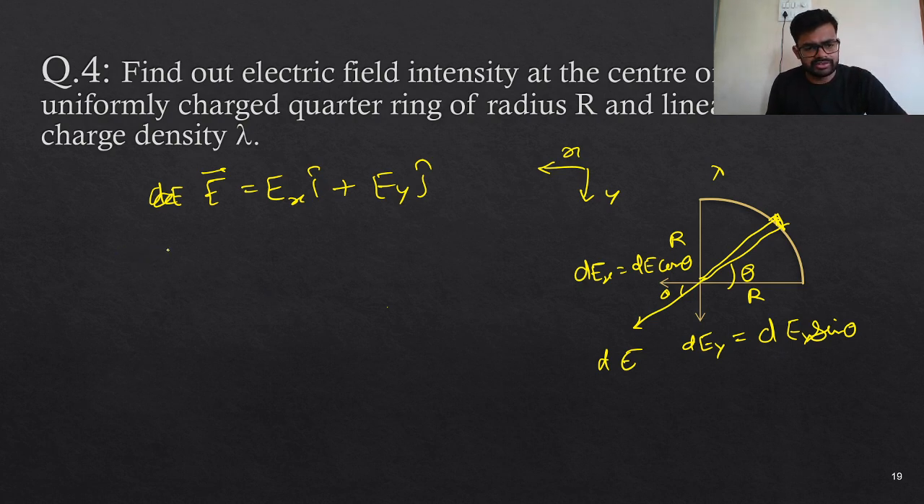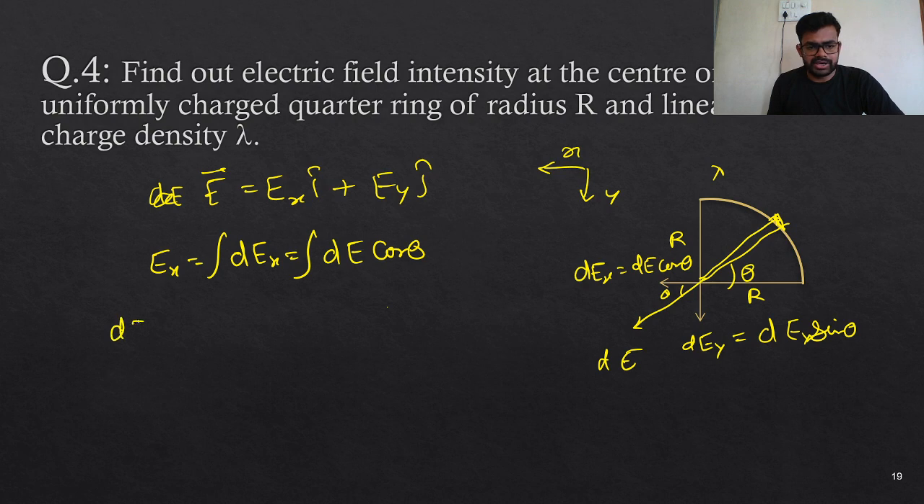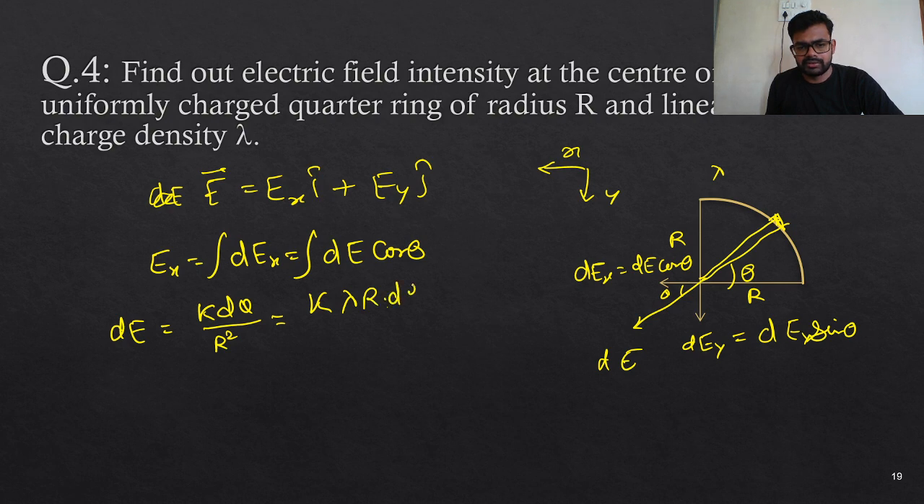So let us write it. Ex is equal to the integration of dEx, which means the integration of dE cos theta. How do we write dE? Let us write dE first. dE is k dq divided by r squared. k dq can be written as lambda r d theta, so lambda r d theta upon r squared. So directly you are getting k lambda by r d theta. Put this value in the above equation.